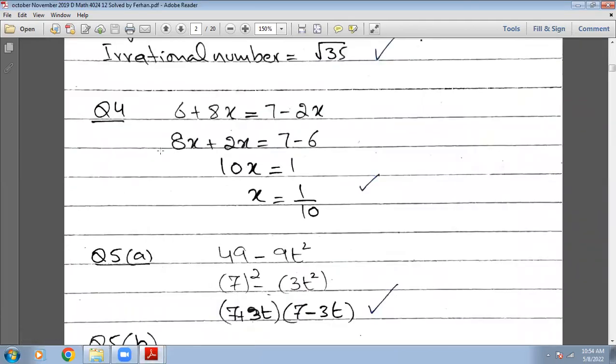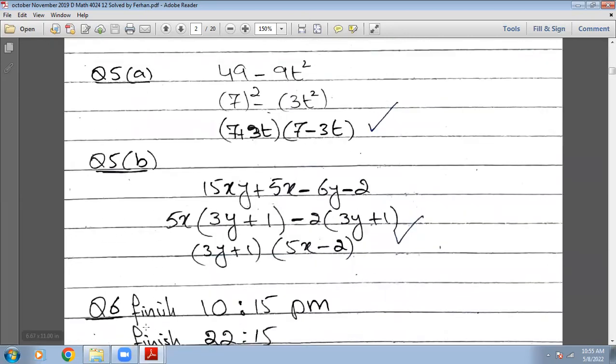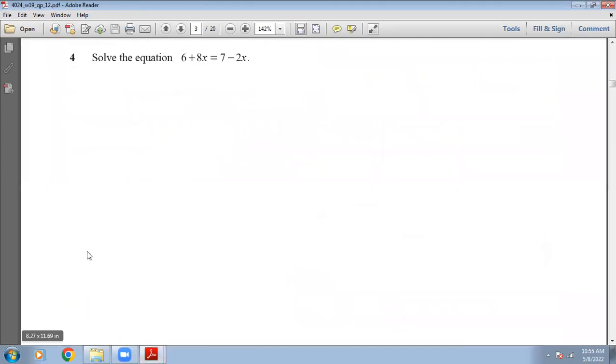So here you have x plus 8x equals 7 minus 2x. 8x plus 2x equals 7 minus 6. 10x equals 1. x will be equal to 1 by 10. 1 by 10 means 0.1. So that was question number 4. Hopefully you understand. Now we are going to the next question.